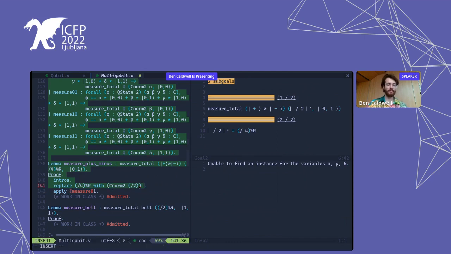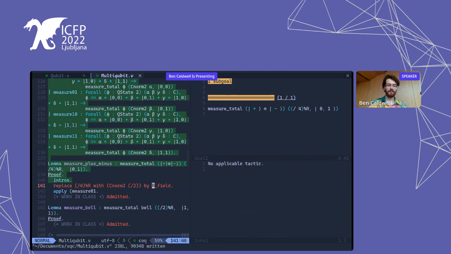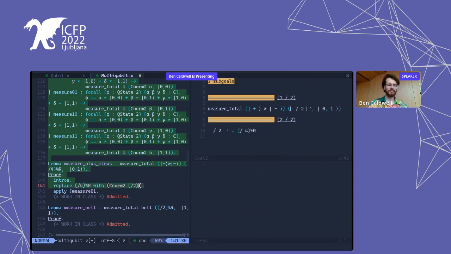Yeah, so we would need field. Okay, so it's not able. We'll get to that later, I guess. Yeah. So make it an assumption. Yeah.